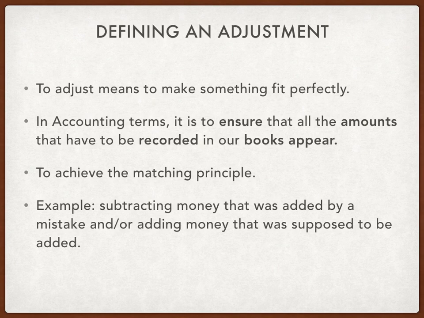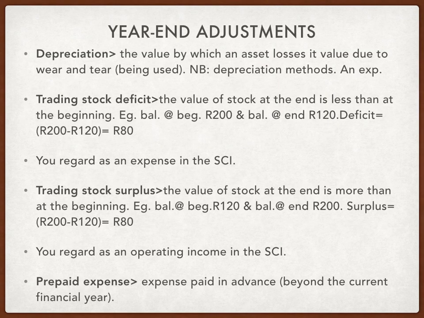Remember, we are still on year-end adjustments. What is to adjust? To adjust means to make something fit perfectly. In accounting terms, it is to ensure that all the amounts that have to be recorded in our books appear. This is to achieve the matching principle. For example, you'll subtract money that was added by a mistake and or add money that was supposed to be added. Let's look at some of these year-end adjustments.